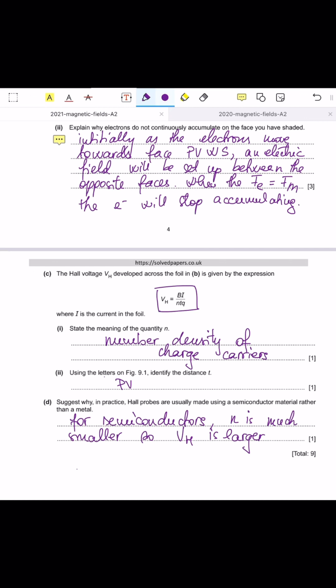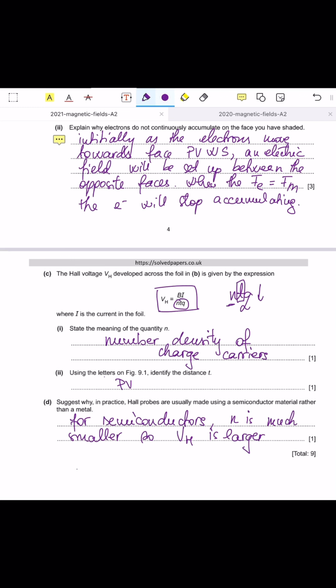Remember, in this equation for Hall voltage, if we want Hall voltage to be a large number, we need the denominator of this equation, NtQ, to be as small as possible. And how can we do that? By having a small n, small number density, and a semiconductor has a small number density. And also t, the thickness of the slice, should be as small as possible.